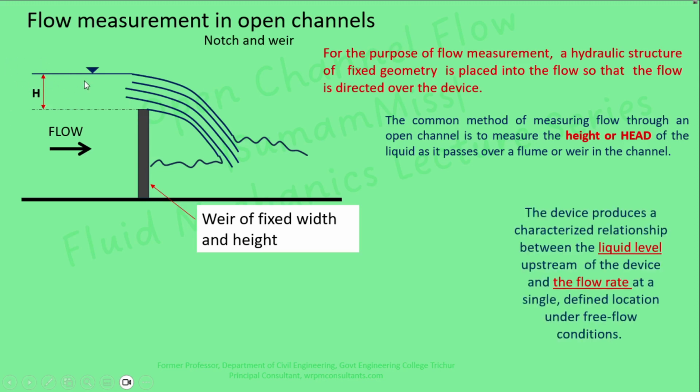So the device produces a characterized relationship between the liquid level upstream of the device and the flow rate under free flow conditions. What are free flow conditions? Here you can see that this is the upstream water level and this is the downstream water level. The downstream water level is below the crest of this weir. So that is why the water is flowing freely over the weir crest.